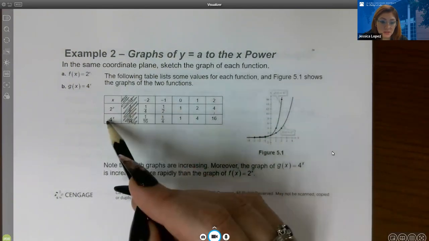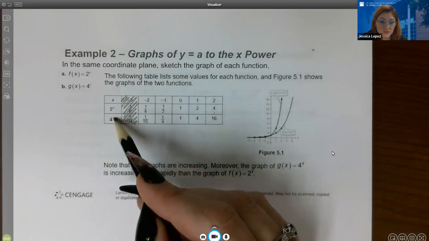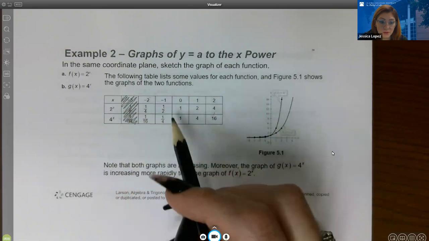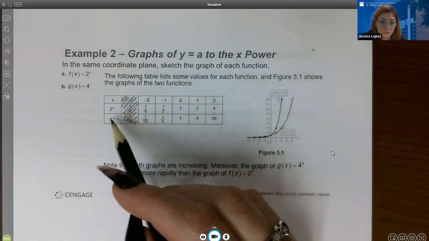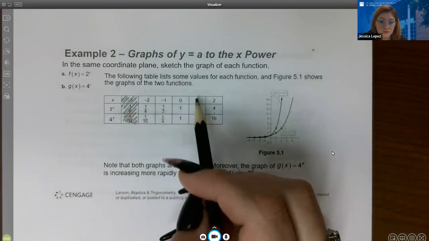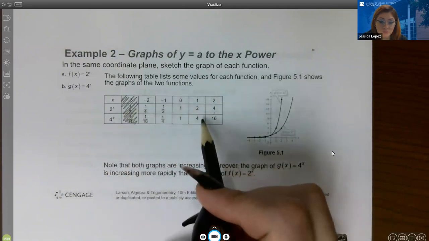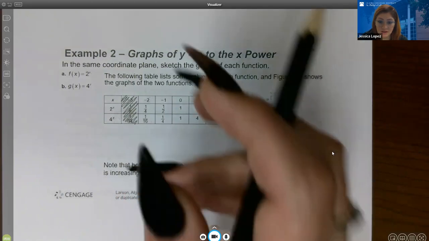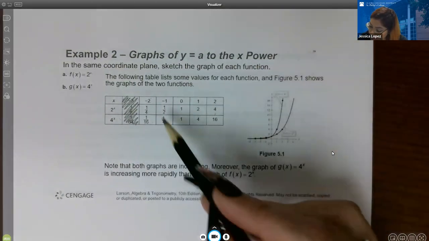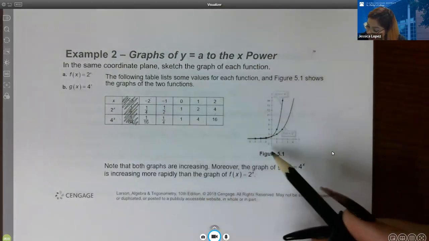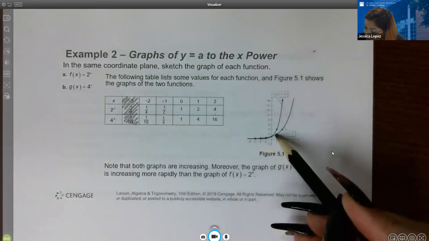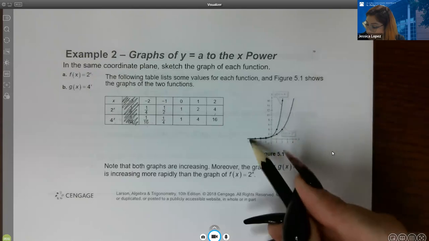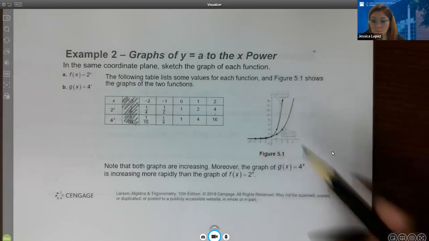So if I'm plugging in -2, that's 4 to the -2 power, which is 1/16. 4 to the -1 power is 1/4. 4 to the 0 power is 1. 4 to the 1 power is 4. And then 4 to the 2nd power is 16. And so all they did was plot all of those points for the first function, which happens to be this one. And then they plotted all these points for the other function, which happens to be this one, okay?